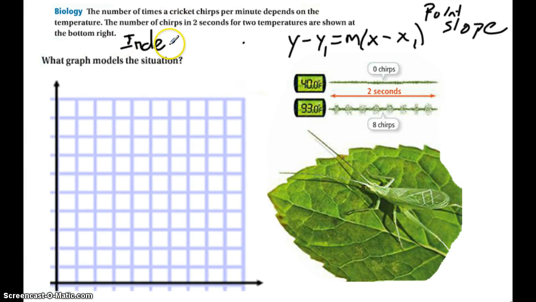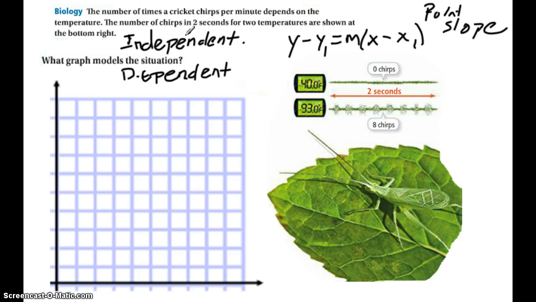Independent here, and dependent. Independent is just that. It's something that is independent of the other variable. Dependent is just that. It is dependent on the other variable. Well, let's think about independent and dependent in this situation.